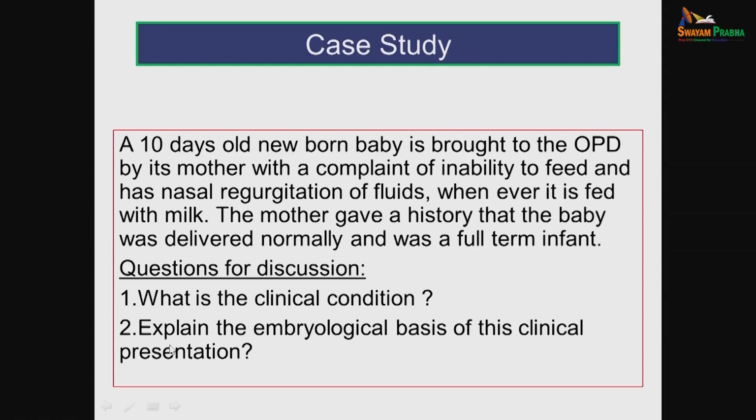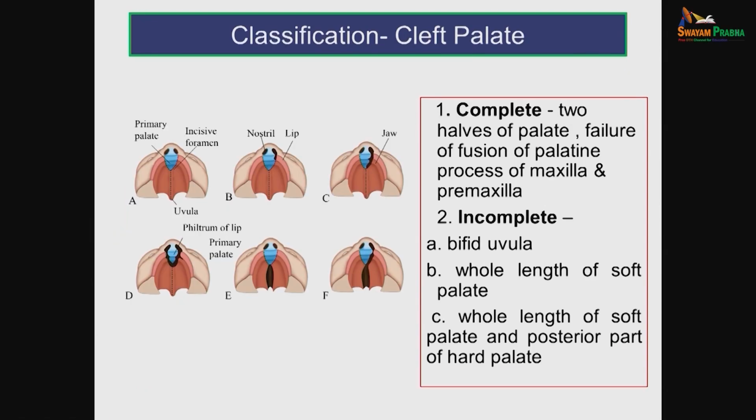We will just look at some of the congenital anomalies of the palate, that is the cleft palate. You have a complete cleft palate, two halves of the palate, due to failure of fusion of the palatine process of maxilla and the premaxilla. The entire thing fails to fuse. The primary palate, secondary palate, the entire thing has a cleft, and it is called complete. The palate is in the form of two halves. This is failure of fusion of the palatine process of maxilla and premaxilla.